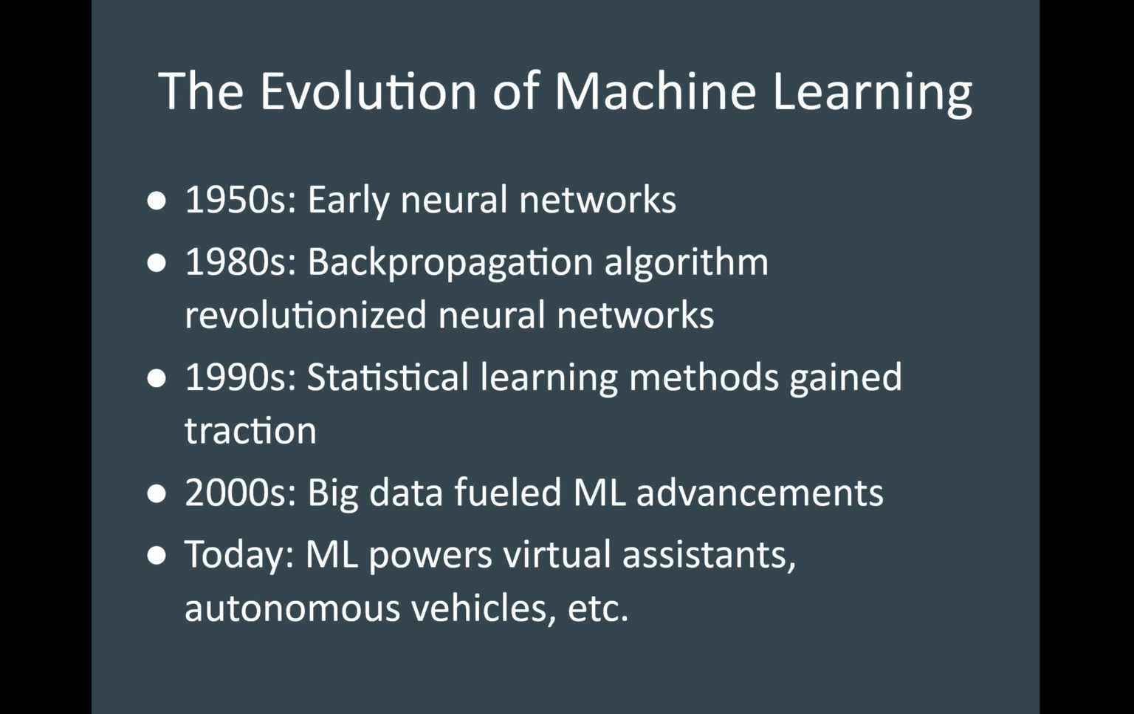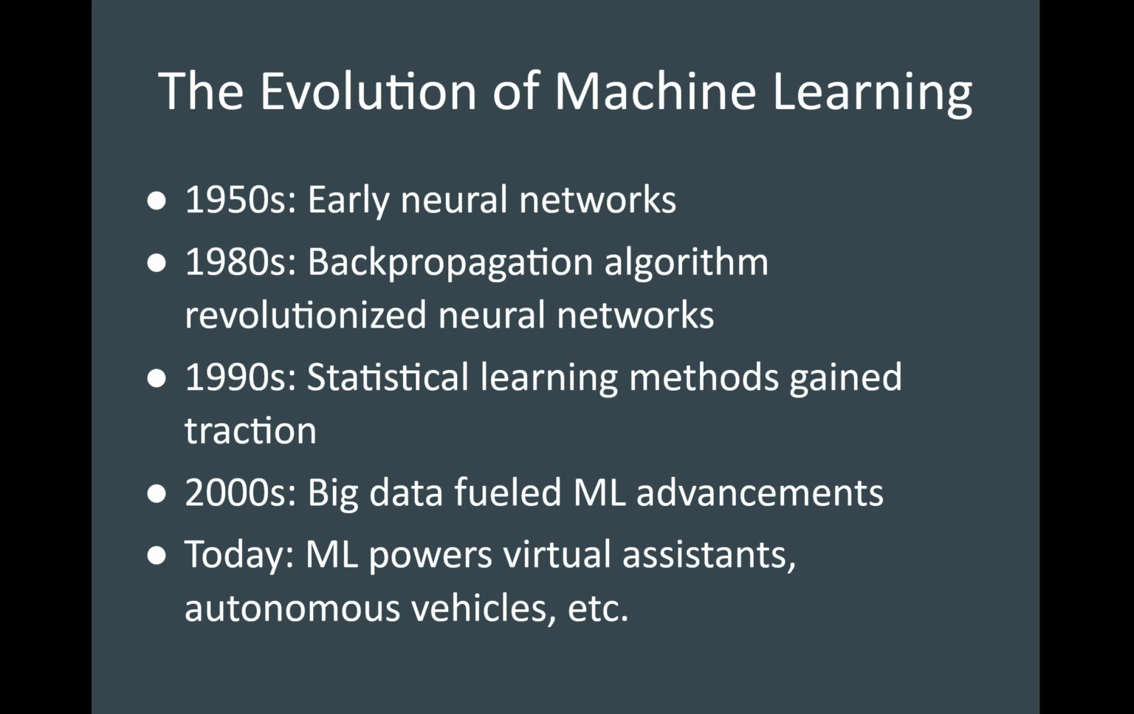So, the emergence of modern machine learning. The 1980s saw a resurgence in machine learning research. The backpropagation algorithm introduced by David Rumelhart and Geoffrey Hinton revolutionized neural networks by enabling them to learn more complex patterns. This breakthrough marked a turning point in the development of machine learning.